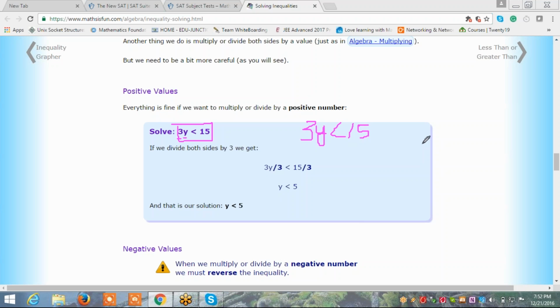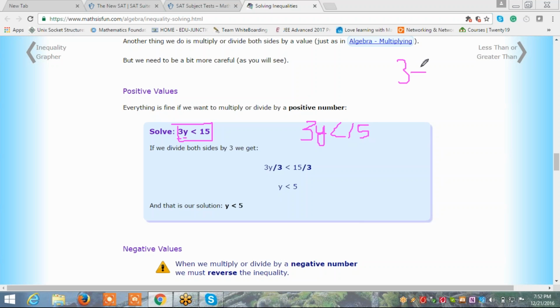I want to find the solution for y. It means I should not have 3y in the LHS. I must have only y in the LHS. My primary job is I need to remove 3. How can I remove 3?